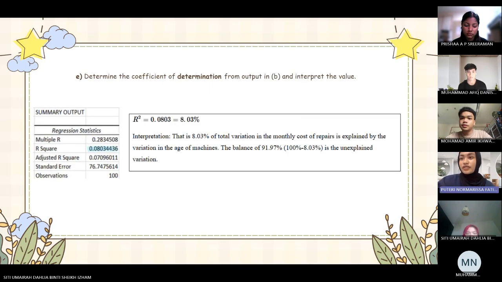E, determine the coefficient of determination from output B and interpret the value. So from the summary output, we have R squared, which is 0.0803, which is equivalent to 8.03%. So 8.03% of the total variation in the monthly cost of repairs is explained by the variation in the age of machine. So the balance of 91.97%, which is 100% minus our R squared, is the unexplained variation. So I'll pass to Ami.